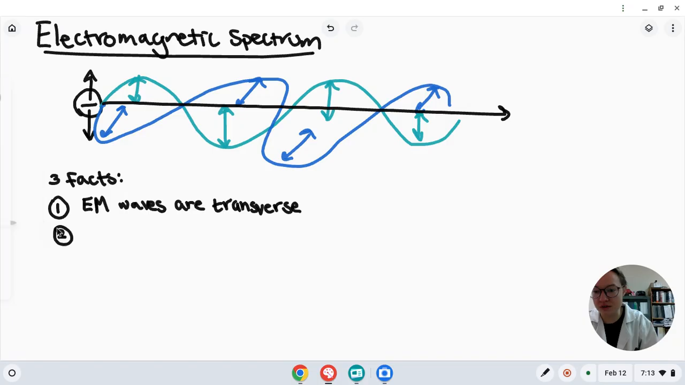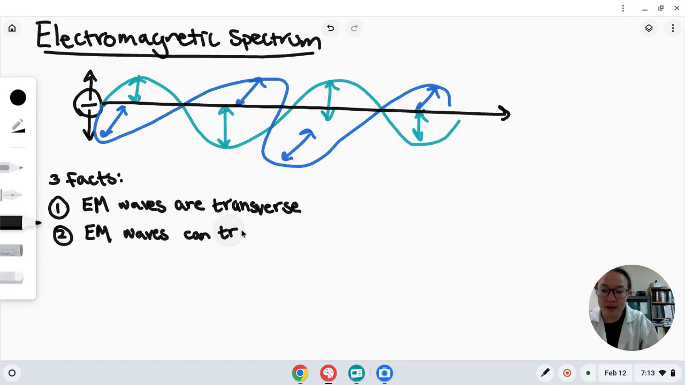Our second fun fact that you need to know is that electromagnetic waves can travel in a vacuum. You know that this is true because you can see the light from the sun. If light couldn't travel through a vacuum, there'd be no way for the light from the sun to get to us. But you can see the light from the sun, and you can see the stars at night. So electromagnetic waves have to be able to travel from there to us, which is through a vacuum. So we know that electromagnetic waves can travel in a vacuum.